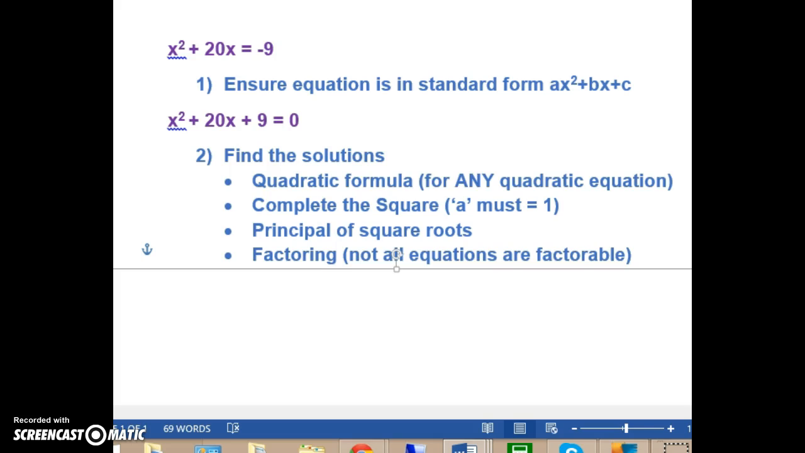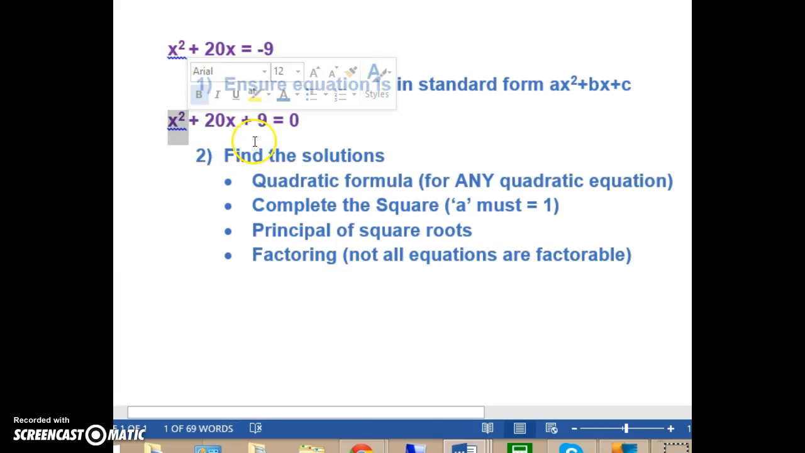There are several different ways we can find the solutions, and it will depend on what type of equation you are given. For example, the complete the square method must only be used if a equals 1. It does in this case. The quadratic formula can be used for any type of equation that's quadratic in nature. The principle of square roots is one we didn't really spend much time on, but it is another option, and factoring, which you have spent a lot of time on. With factoring, we can find the solutions and use the zero product rule.